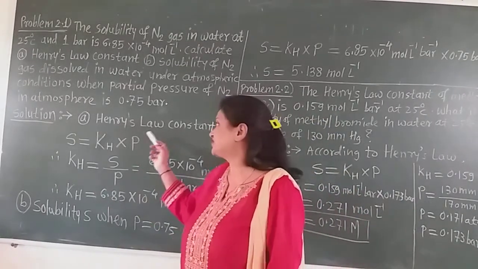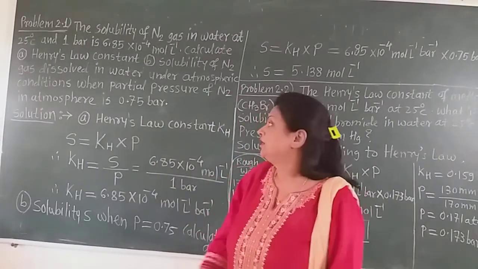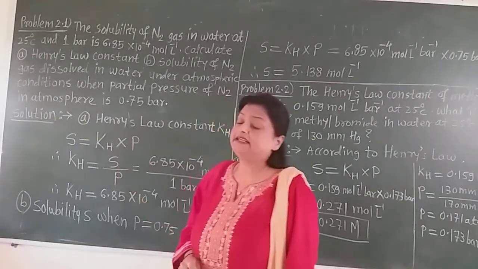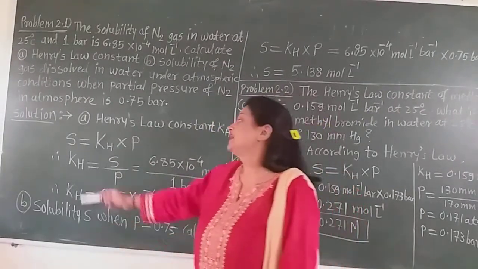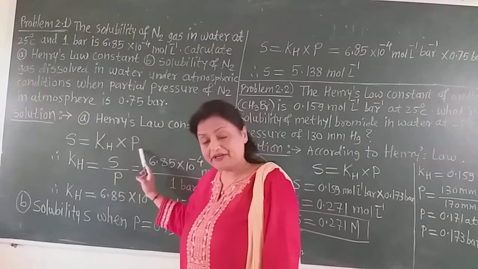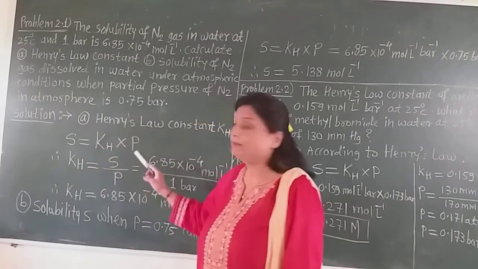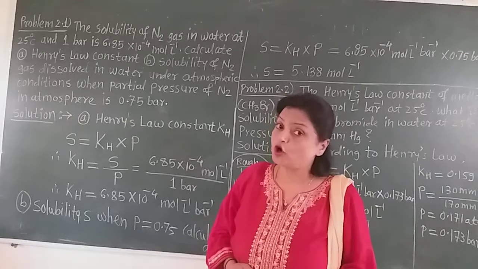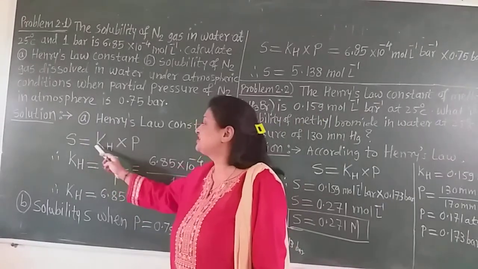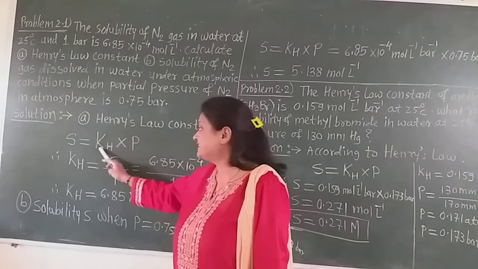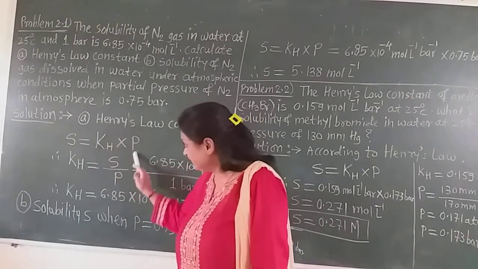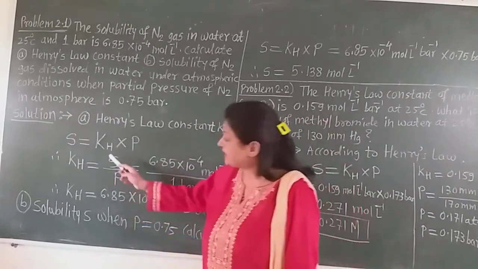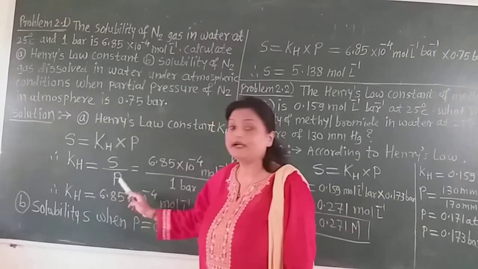How to solve it? First, calculate the Henry's law constant KH. What is the mathematical expression of Henry's law? S is equal to KH into P, because S is directly proportional to P. So this KH is the proportionality constant, also called the Henry's law constant. As S is equal to KH into P, KH is equal to S divided by P. So KH is equal to solubility divided by pressure.